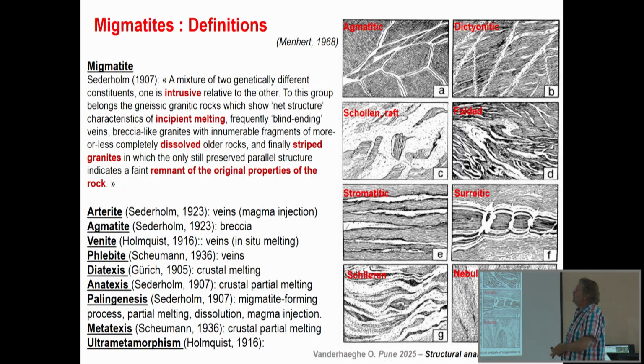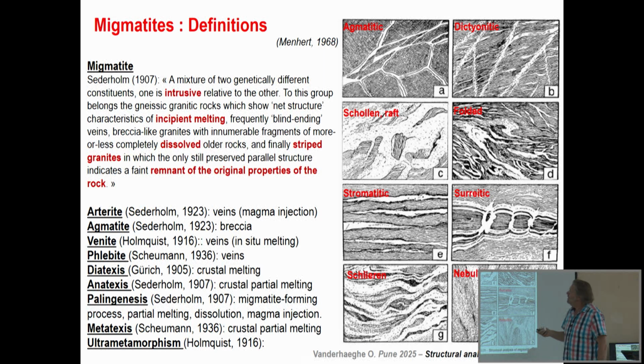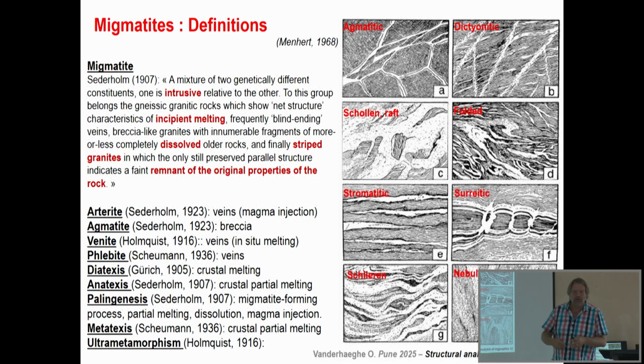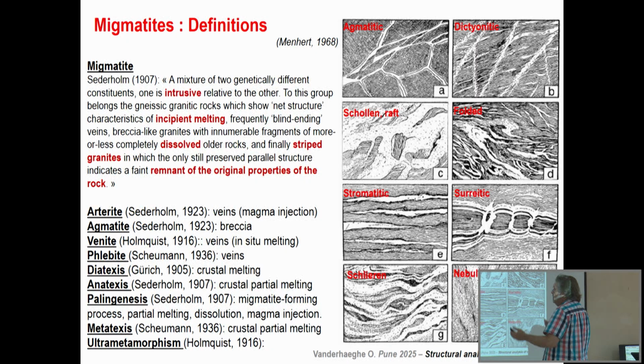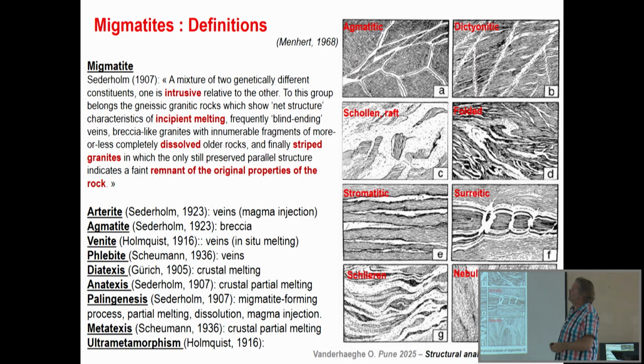And now we're going to go into the definitions of migmatites. So the big book on migmatite is Menard, 1968, almost my birth date. And at first, migmatite was defined by Söderholm, a Swedish guy, no wonder. He was living in a craton like you guys, the Scandinavian craton, full of migmatites, so he was inspired by that. And he proposed a mixture of two genetically different constituents.